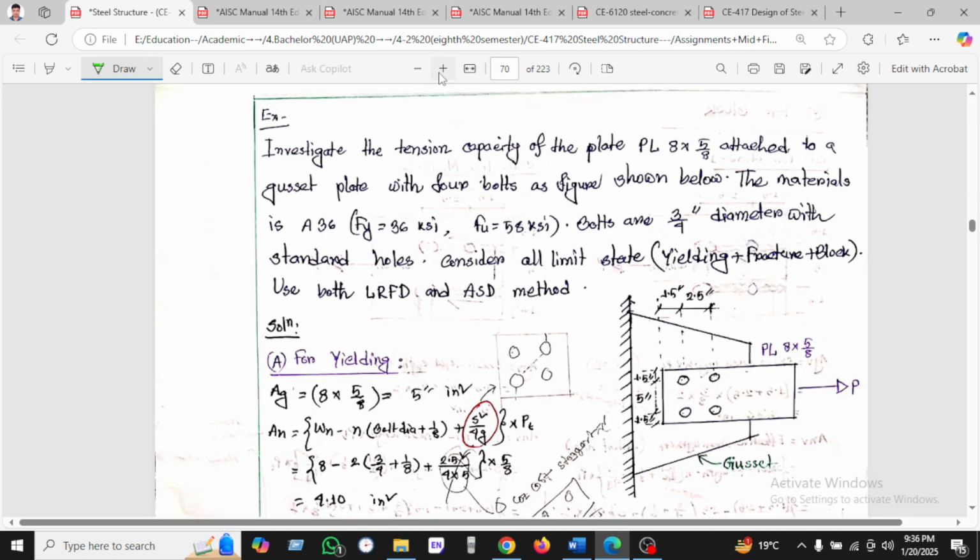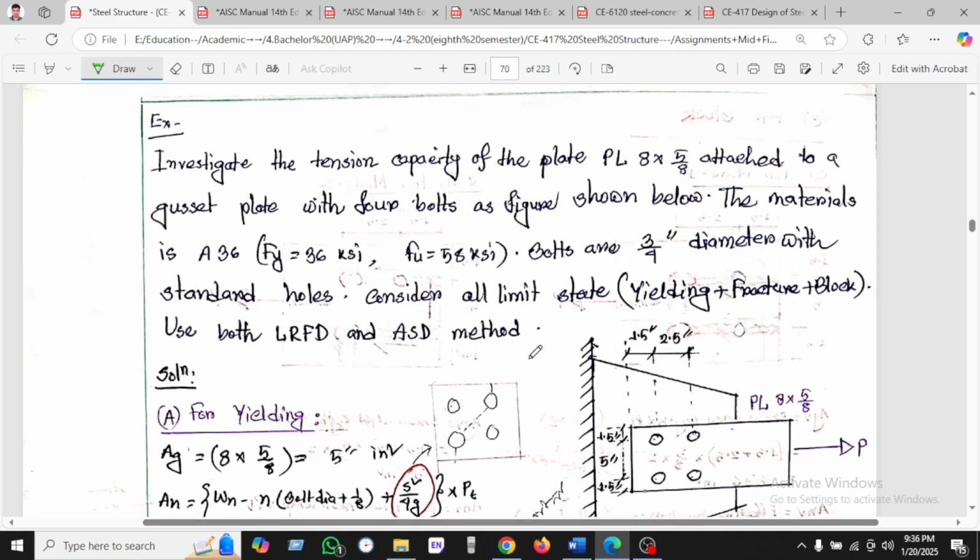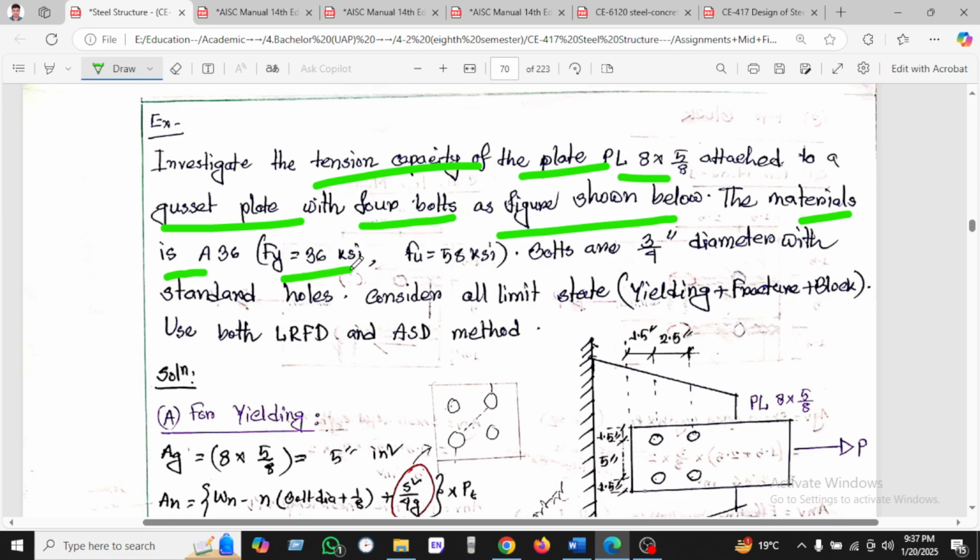I would like to do some more examples. That's why I'm starting example one. Here is an example. Investigate the tension capacity of the plate. The plate, 8 by 5/8 in, is attached to a gusset plate with 4 bolts, 1, 2, 3, 4, as shown in the figure below. The material is A36 steel with Fy equal to 36 and Fu equal to 450.